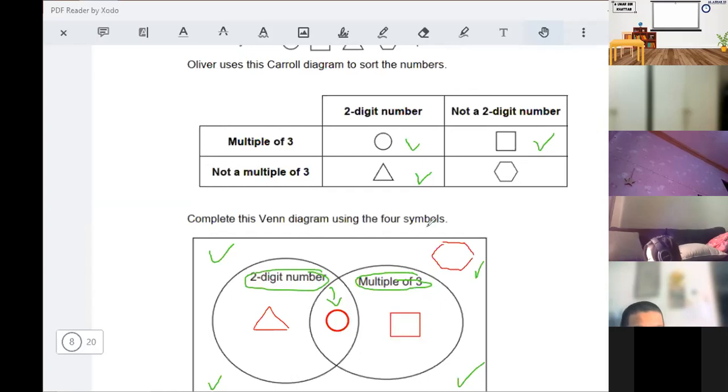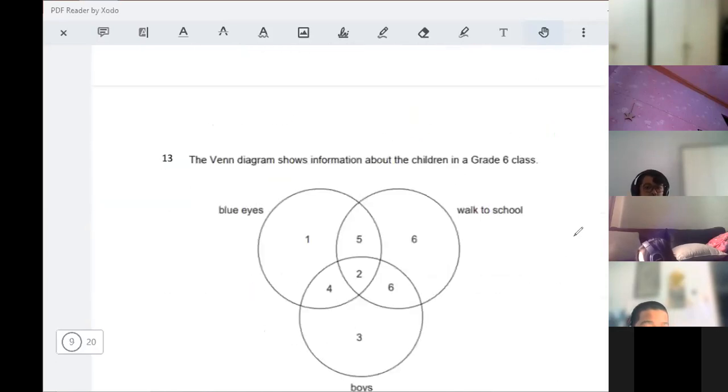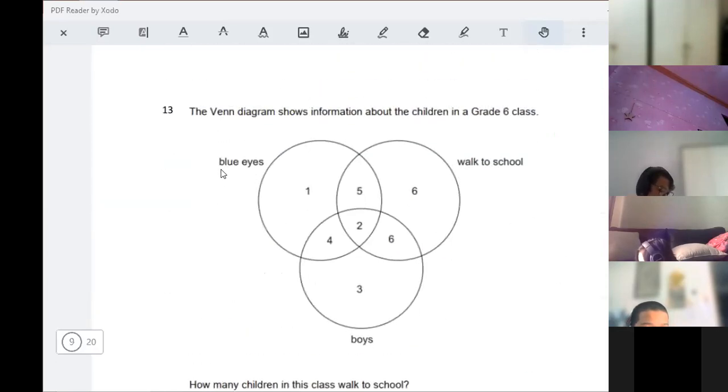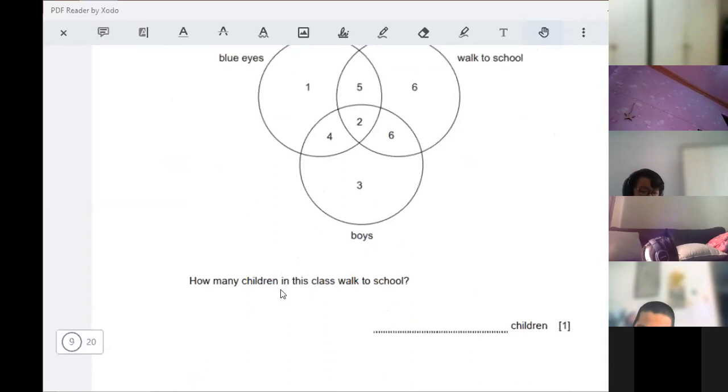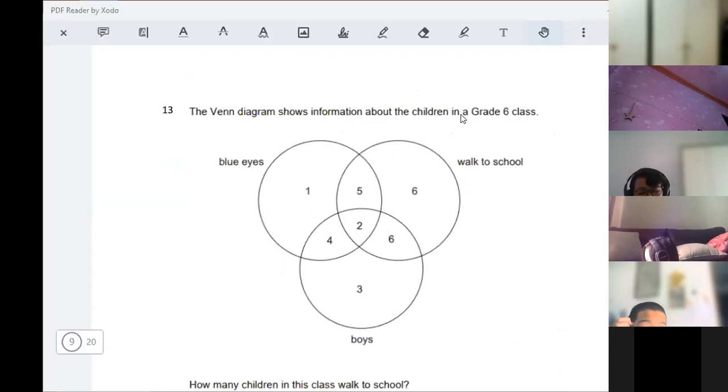Any questions up to here? Okay, now to this. The Venn diagram shows information about the children in a grade 6 class. How many children in this class walk to school? This one all belongs to walk to school. So, how many students, class?